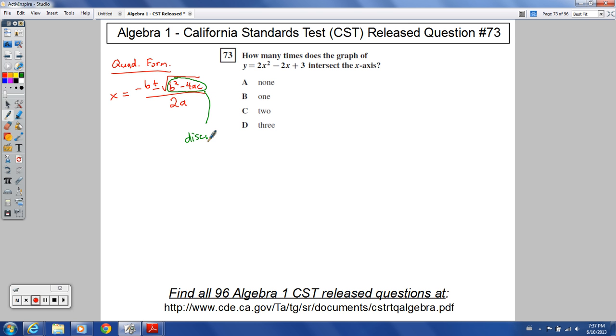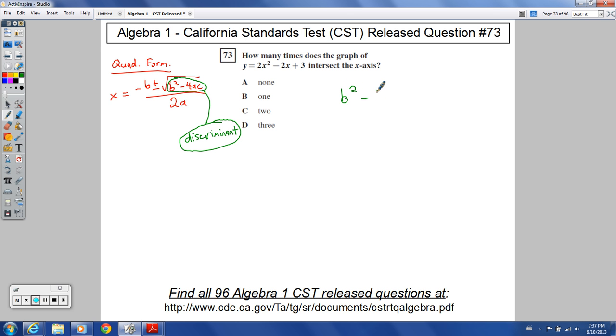We talked about the discriminant a few questions ago. We're going to talk about it again here. This discriminant, it discriminates how many times this will happen. So could we graph this and see visually how many times it does cross the x-axis? Absolutely. Do we have to do that though? No, we can just look at the discriminant and determine it from there.